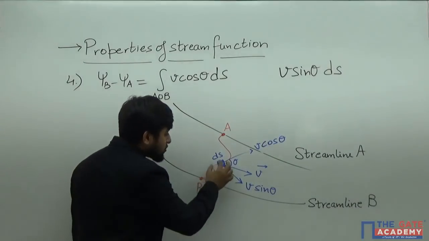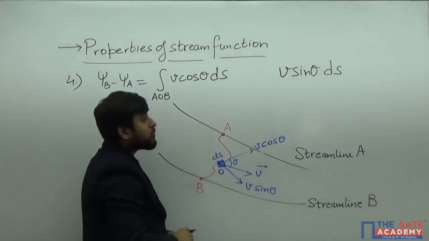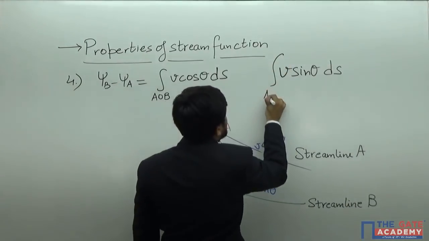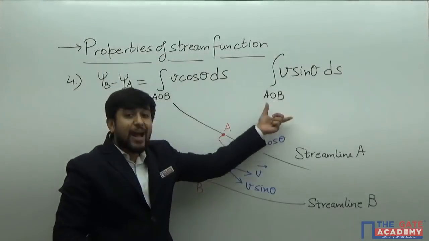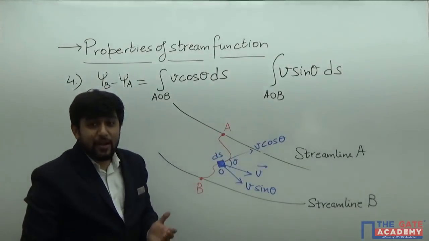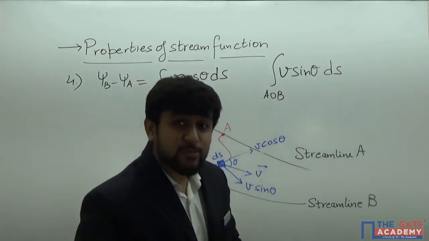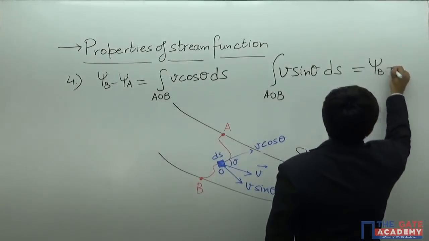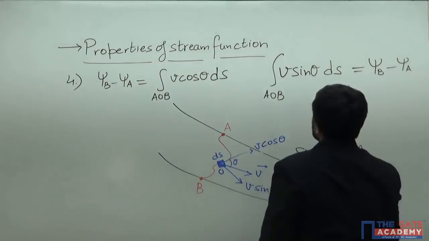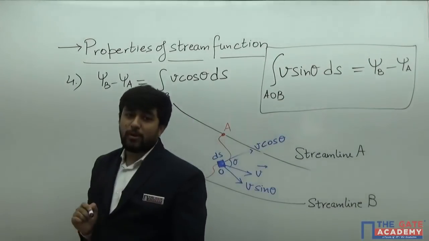So if the discharge through this element is this much, then the total discharge from AOB will simply be equal to the integral over AOB, right? But this means the discharge between the two streamlines A and B, and from the previous property we remember that the discharge between two streamlines is simply equal to psi B minus psi A, right? So this logic proves our fourth property, okay?